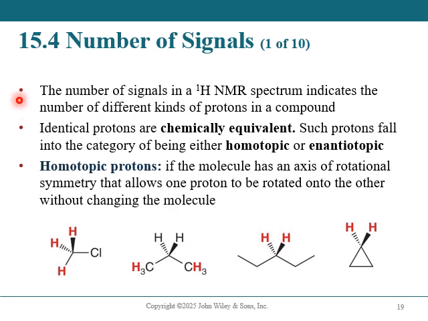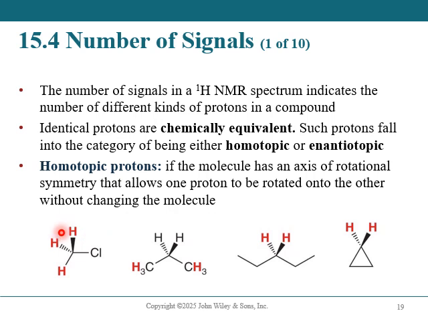The number of signals in a proton NMR spectrum indicates the number of different kinds of protons in a compound. Identical protons are chemically equivalent. Such protons fall into the category of being either homotopic or enantiotopic. Homotopic protons happen if the molecule has an axis of rotational symmetry that allows one proton to be rotated into the other without changing the molecule. So they're sort of equivalent or indistinguishable, right? And when that happens, then we say that we have homotopic protons.